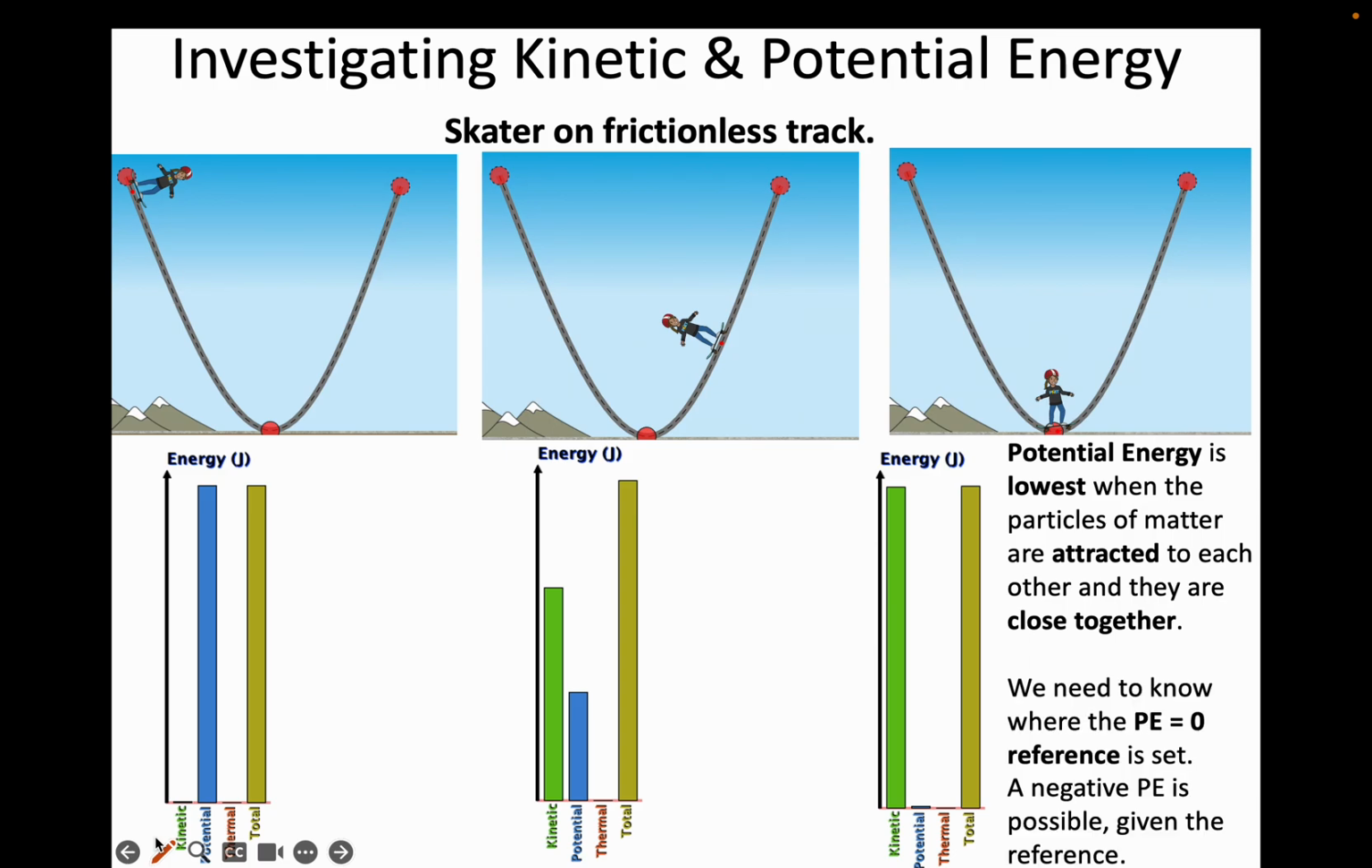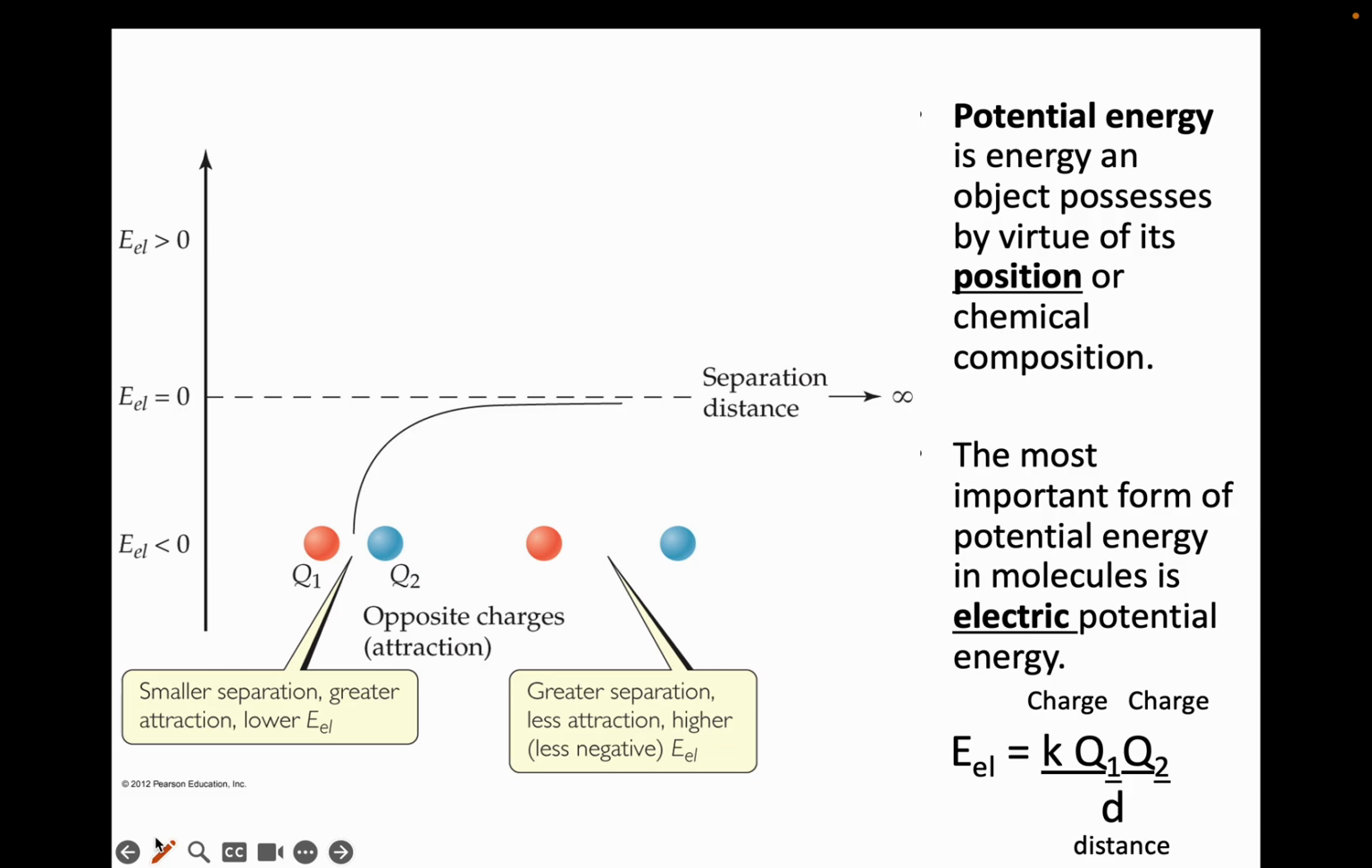However, we're going to need to know where the potential energy of zero as a reference value is set. A negative potential energy is possible given our reference value. Those ideas show up here. Potential energy has to do with the position of our particles of matter. And in a chemistry class, the most important form of potential energy is the electric potential energy. It has to do with the charges for our particles of matter.